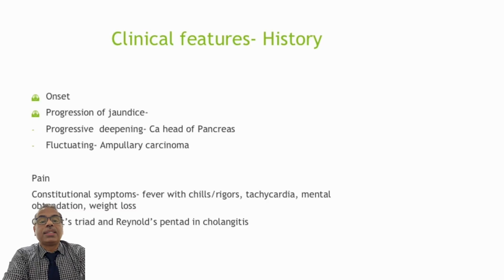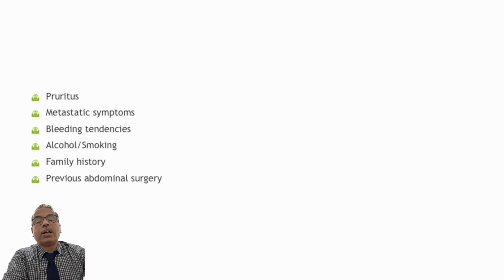Now, the logic behind this is that as the ampullary carcinoma proliferates, it sometimes outgrows its blood supply and some part of it undergoes necrosis and sloughs off. When it sloughs off, the size of the tumor reduces, and some bile flows distally, leading to this fluctuating level.